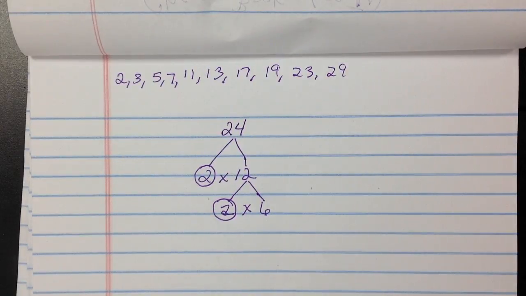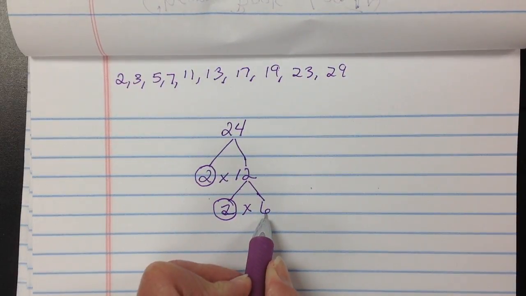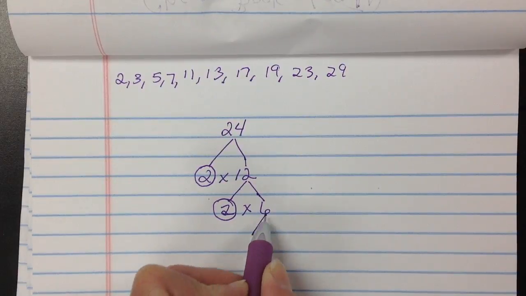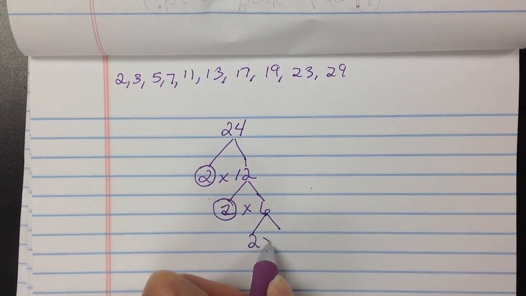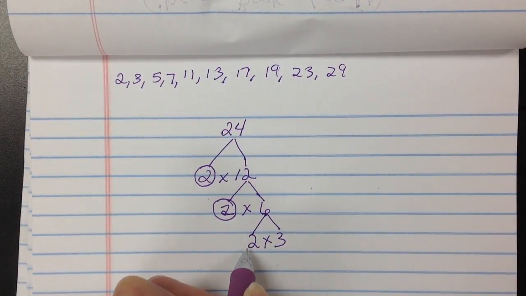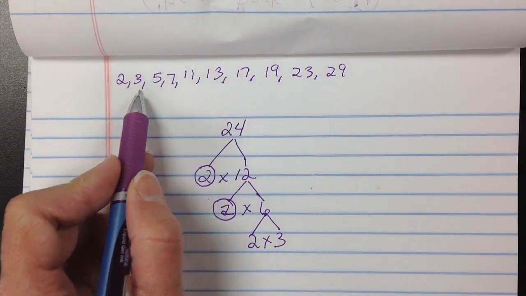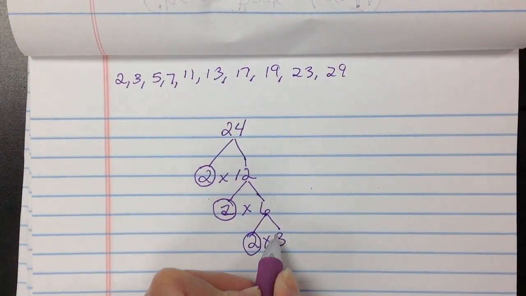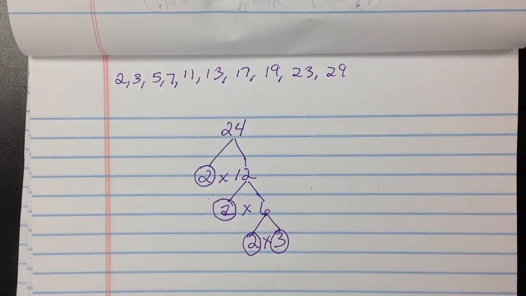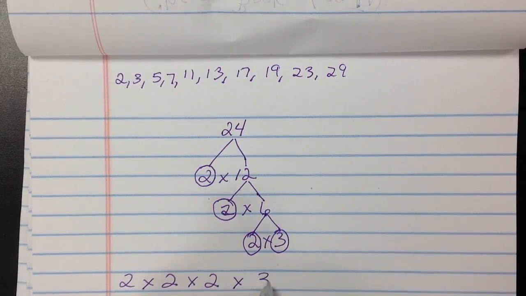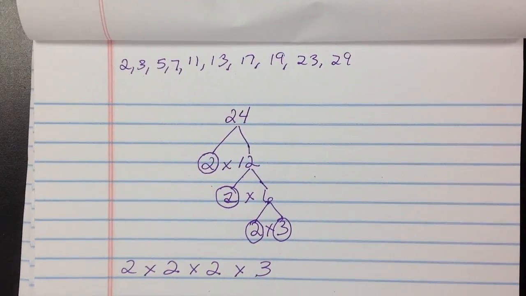6 is not prime, so I'm going to think what times what is equal to 6? 2 times 3. They are both prime. 2 and 3 are both prime. So that is my prime factorization. If I do 2 times 2 times 2 times 3, my answer will be 24.